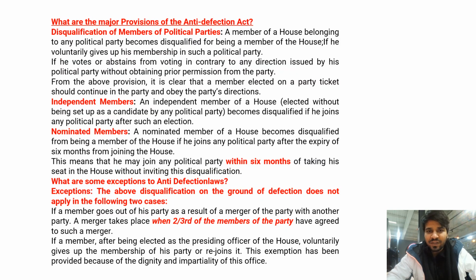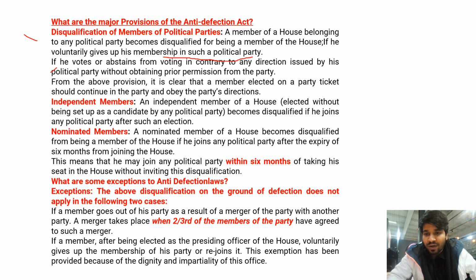So what are the major provisions of the Anti-Defection Act? First, disqualification of members of political parties. A member of a house belonging to any political party becomes disqualified from being a member of the house if he voluntarily gives up his membership in such a political party, right? So if anybody who is elected on the party's ticket voluntarily resigns, he becomes disqualified from that particular legislature.